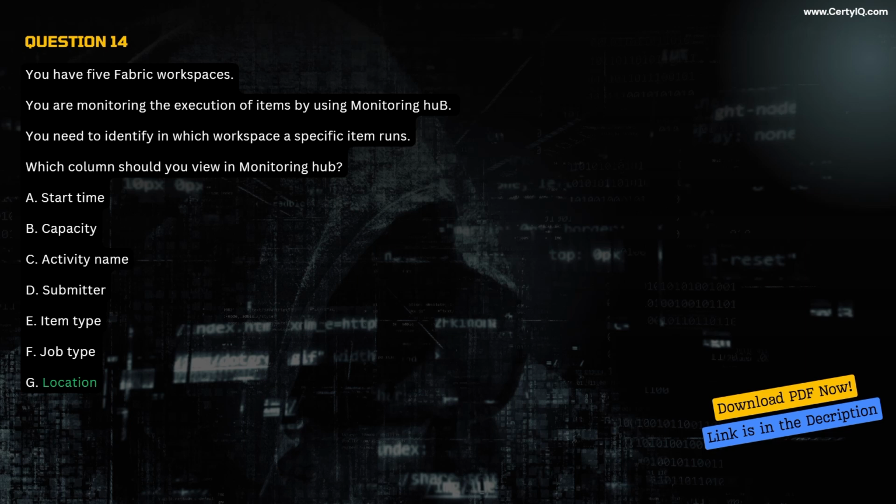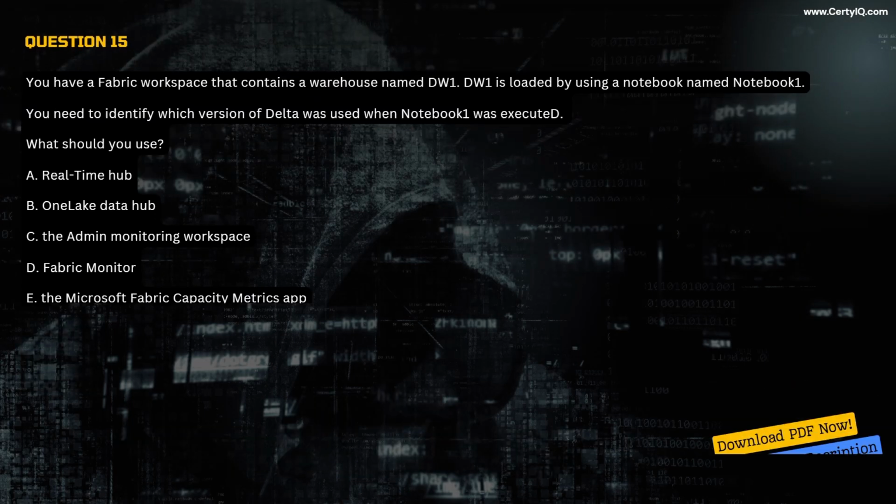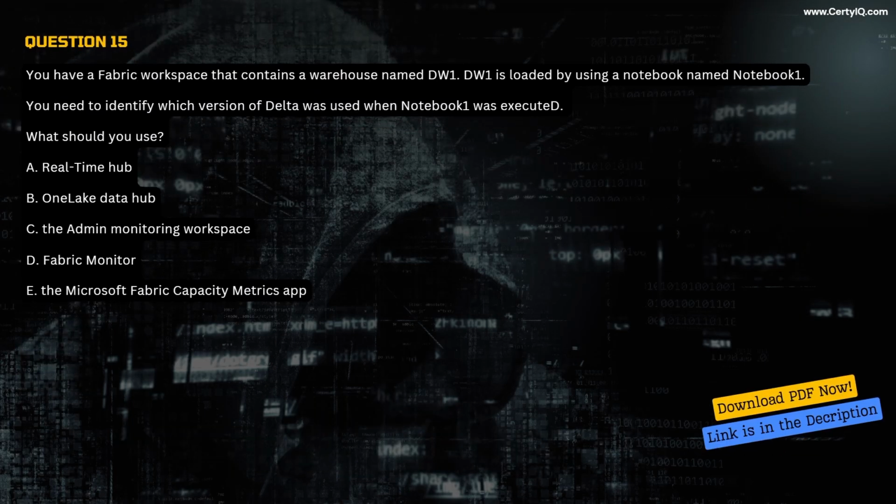Location. Explanation. The location column identifies the workspace where the execution occurred, enabling cross-workspace monitoring and troubleshooting. Question 15. You have a Fabric workspace that contains a warehouse named DW1. DW1 is loaded by using a notebook named Notebook 1. You need to identify which version of Delta was used when Notebook 1 was executed.